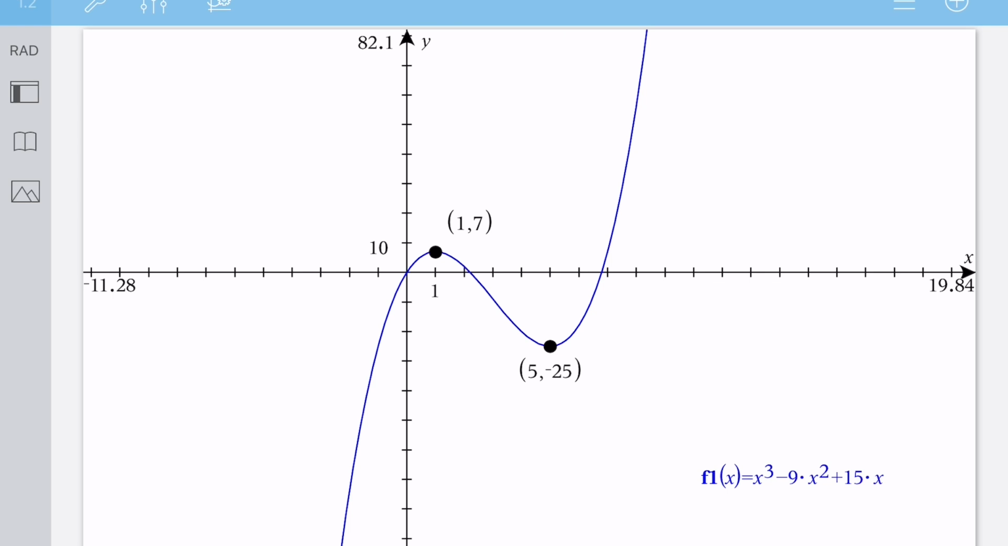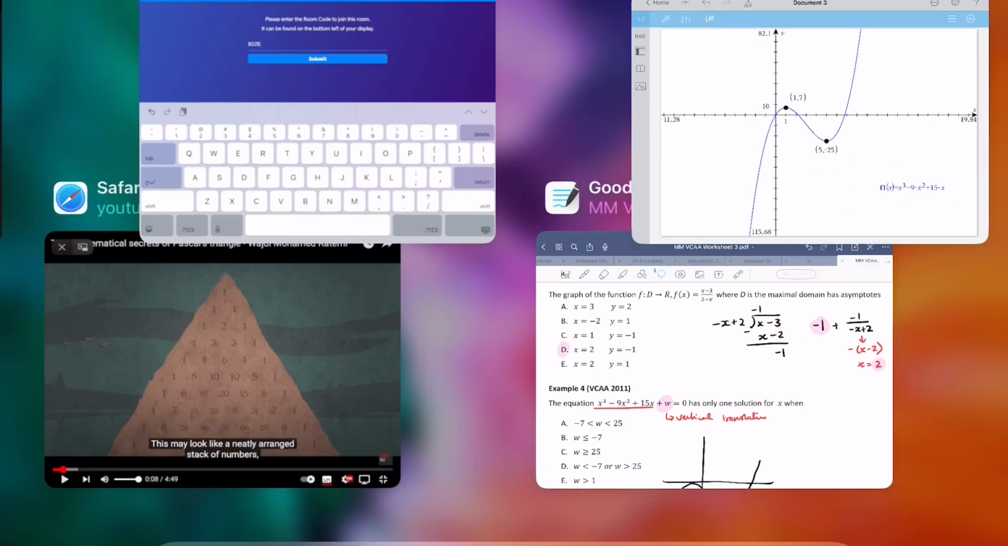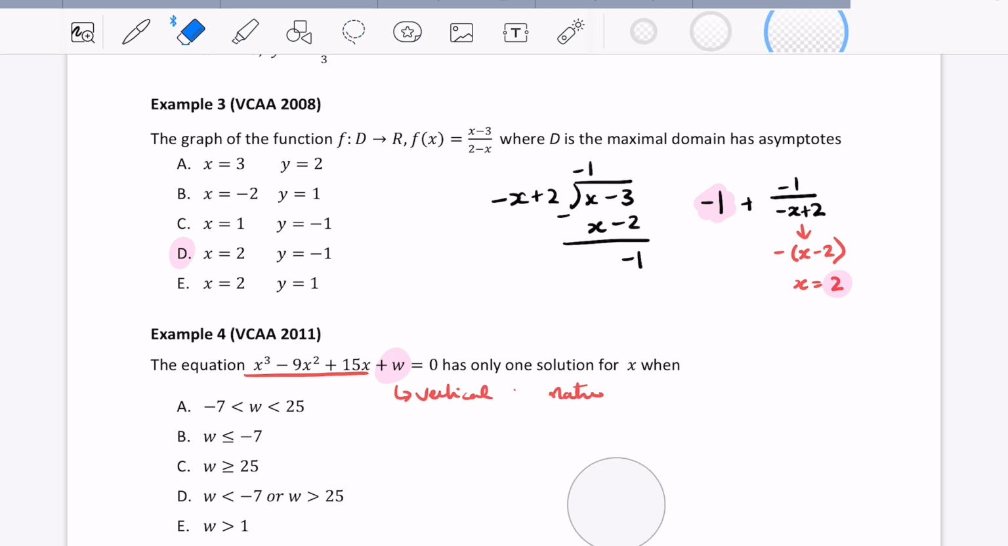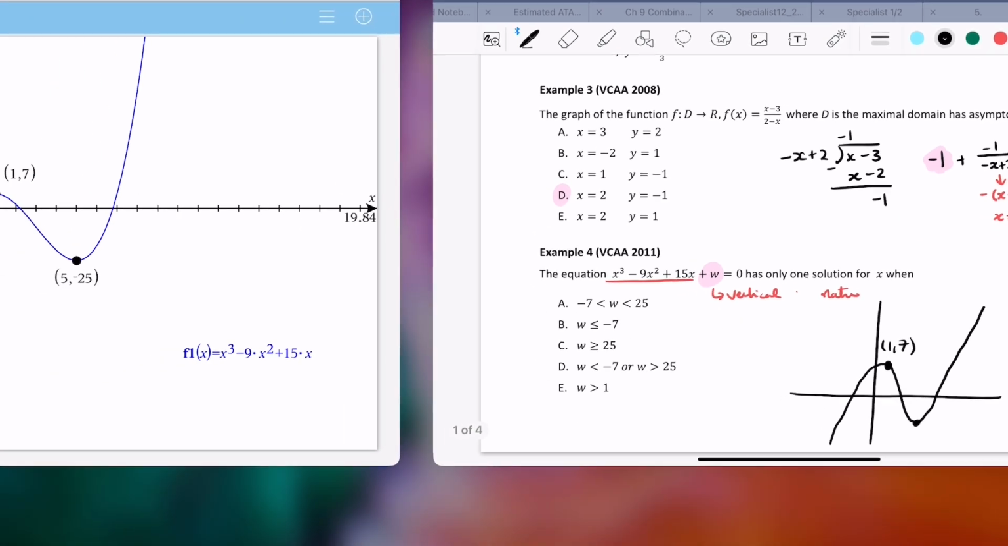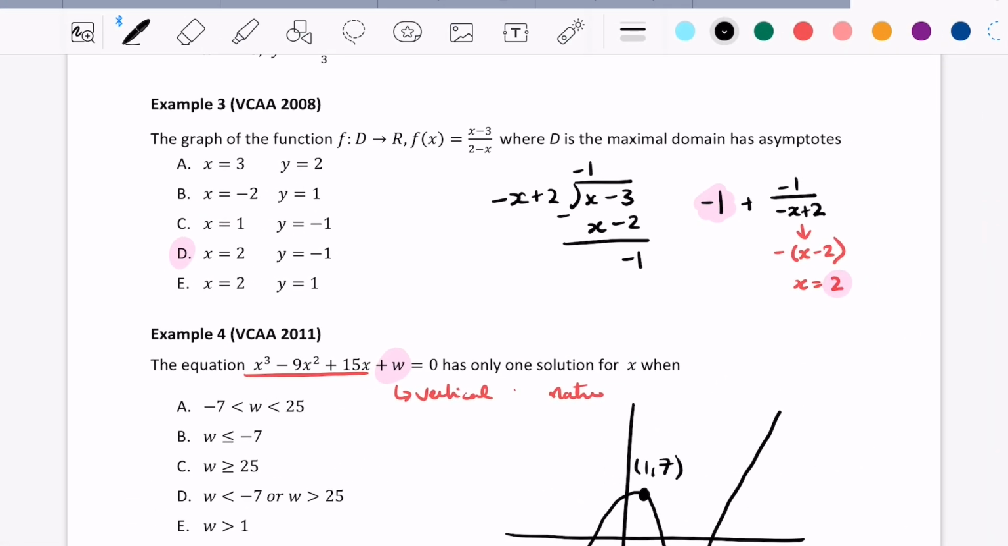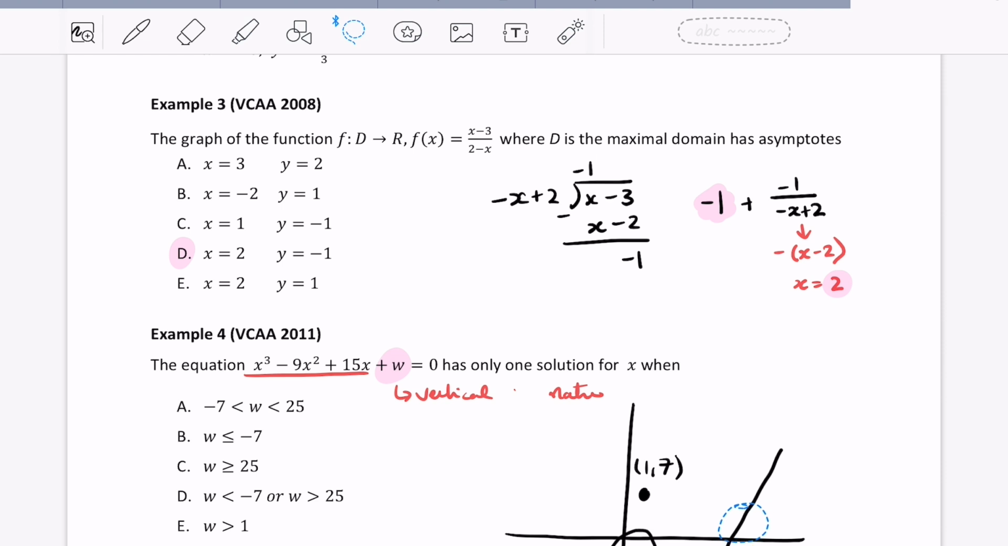I'm going to draw that on the other page just to make it very clear what we're doing here. I've got this particular function, it's doing this. This was at 1 and 7, and this was at 5 and negative 25. The idea is that if I were to move this function 7 down, because this value here is 7, can you see how if I move it more than 7 down, there will only be one turning point left.